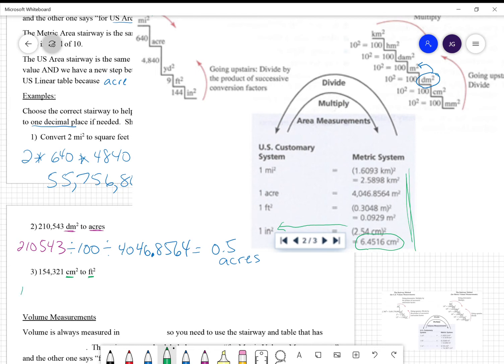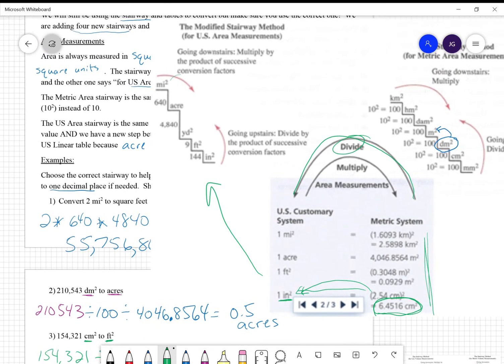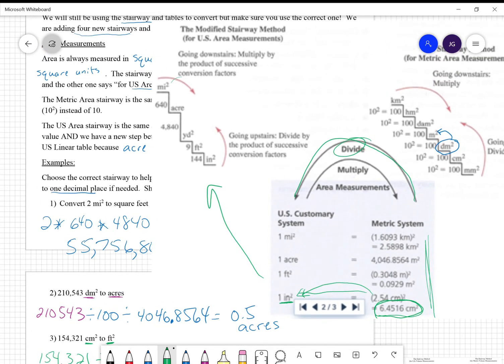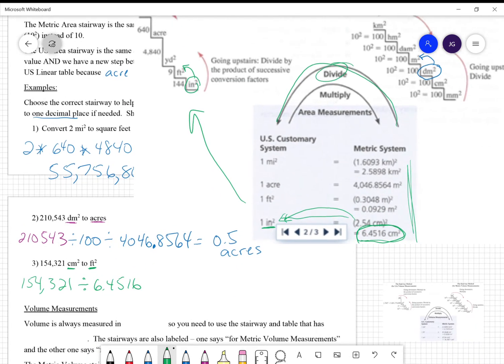So I have 154,321 divided by 6.4516. I'm going to English, which means divide. Now I'm at inches squared, but I don't want inches squared, I want feet squared. So now I have to go to my steps in my English measurement, or my US measurement. I want to go to feet squared, so I'm at inches squared. I want to go to feet squared, which is up, so I'm going to divide, and that value is 144.